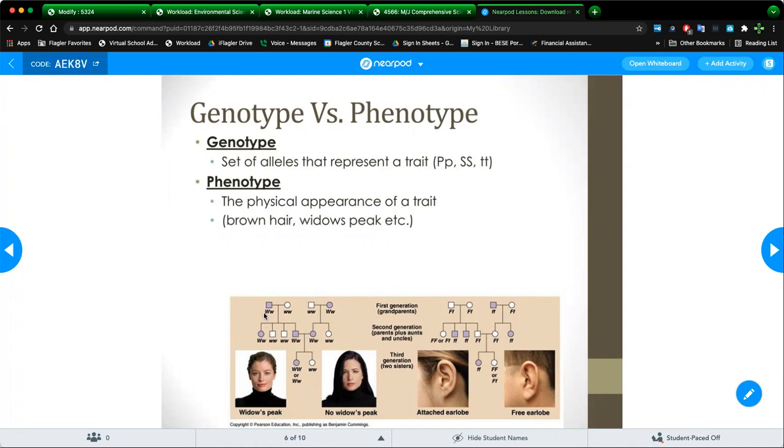The capital W basically wins out, so this individual would have a widow's peak. Widow's peak is the phenotype. So genotype big W, little w, phenotype widow's peak. If it was two little w's, like this example right here, then the phenotype would be straight hairline.